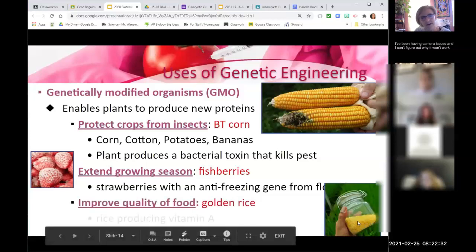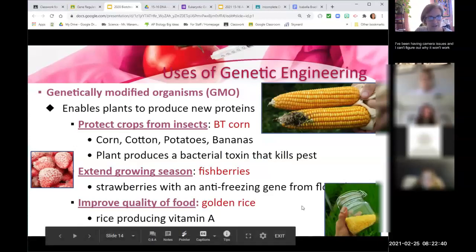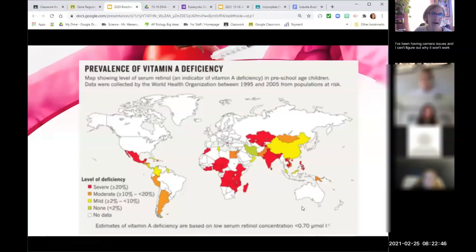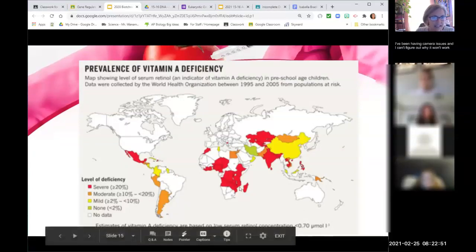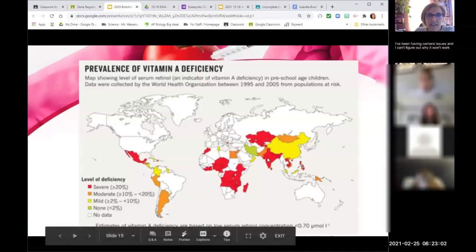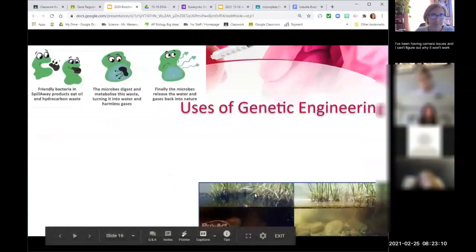We've improved the quality of the rice that we grow by inserting a gene that allows them to produce vitamin A. So we're able to alter the benefits that we get out of the organism. So we can see where vitamin A is deficient, right? Rice is easy to grow and it grows in large quantity, correct? So if this is an area that typically has vitamin A deficiency, by incorporating the vitamin A into that rice, we're helping that population.